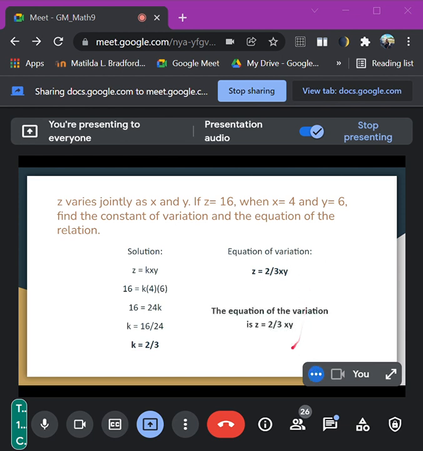So that is your equation. Okay? You need to look at your problem, class, to see what is asked, so that you don't get confused about what it is you are looking for. Okay? Questions for this one?